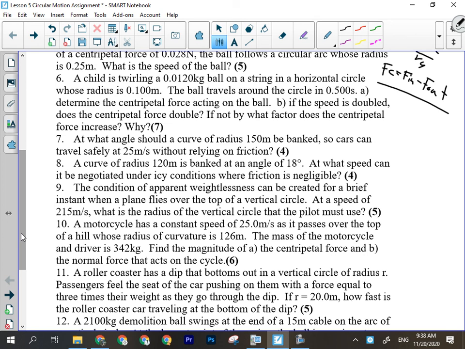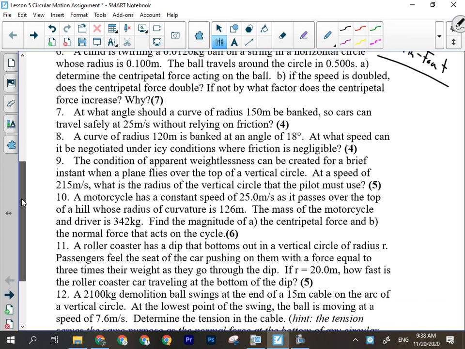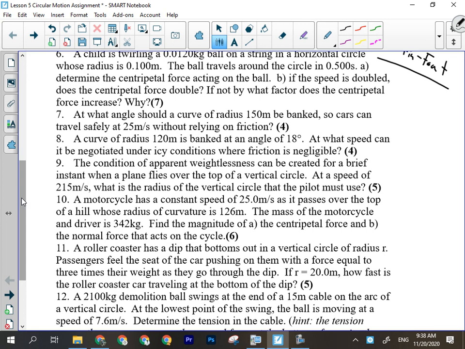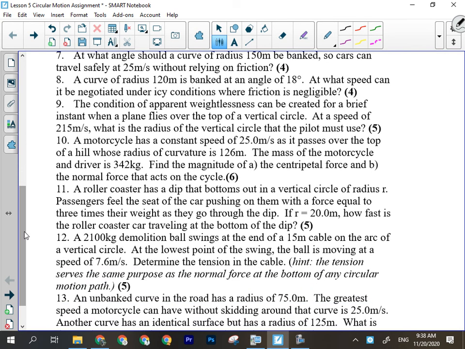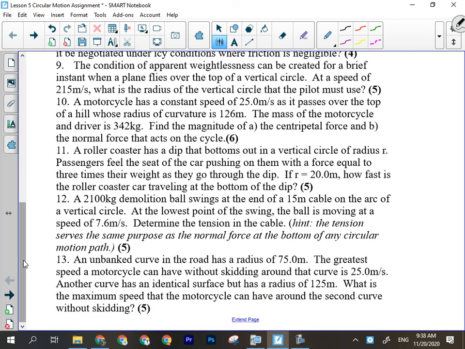For number 7, they're looking for the angle of a banked curve. For number 8, you're looking at another banked curve. Number 9 is talking about apparent weightlessness when going over a vertical circle. Number 10, also a vertical circle. Number 11, roller coaster, vertical circle. Number 12 is an arc, but it's the bottom of the arc, which is like the bottom of a vertical circle. And then number 13 is an unbanked curve.